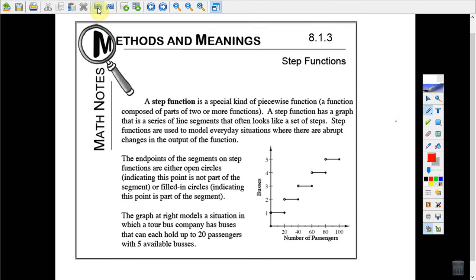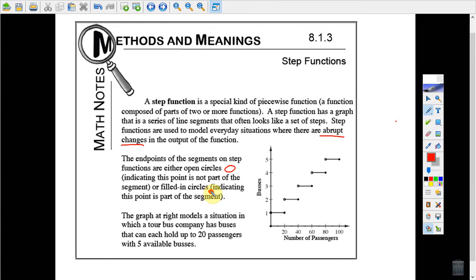Step functions are used to model everyday situations where there are abrupt changes in the output of the function. The endpoints of the segments on step functions are either open circles, indicating that this point is not part of the function, or filled in circles, indicating that this point is part of the function.